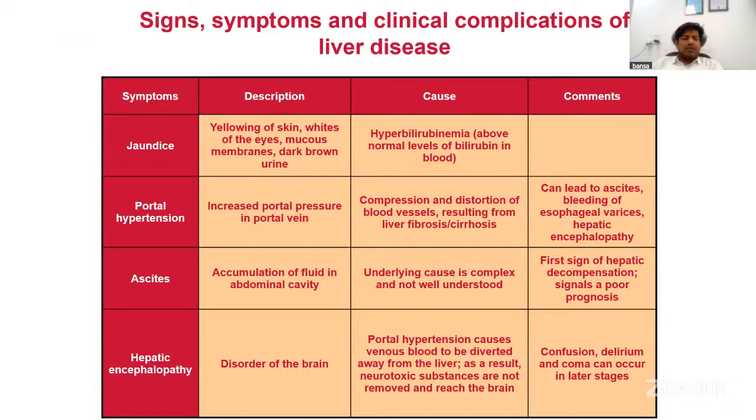Ascites is accumulation of fluid in the abdominal cavity, and the underlying cause is generally activation of the renin-angiotensin system.